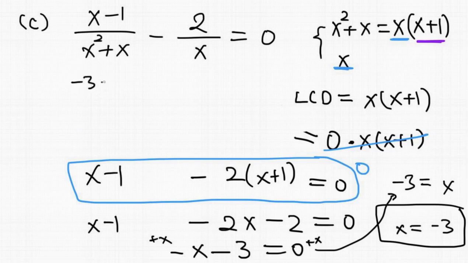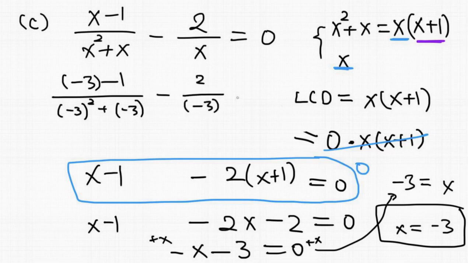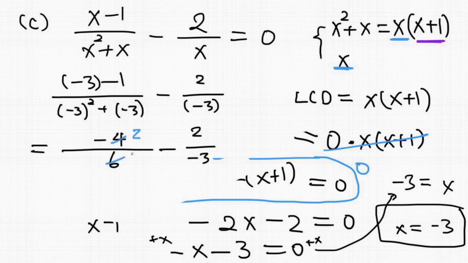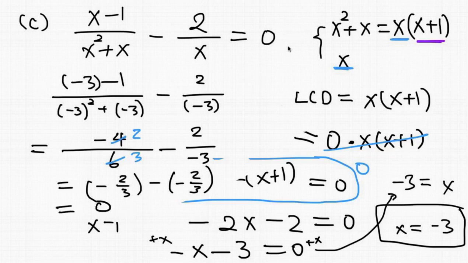Negative 3 minus 1 over negative 3 squared plus negative 3, minus 2 over negative 3. Still need more space. Then this equals negative 4 over, this is 9 minus 3, 6. Then minus 2 over negative 3. Now you see 4 over 6, that's equal to 2 over 3 if you cancel 2 out. And this is negative 2/3 minus another negative 2/3. So they cancel and the value equals 0. So it really equals 0. So this is the verification step for this solution.